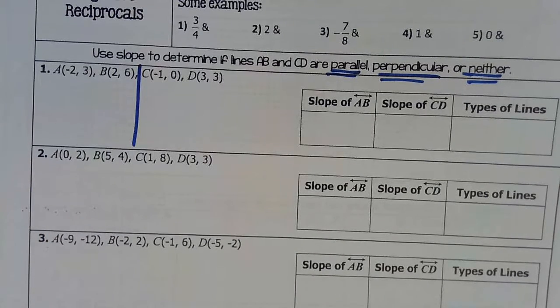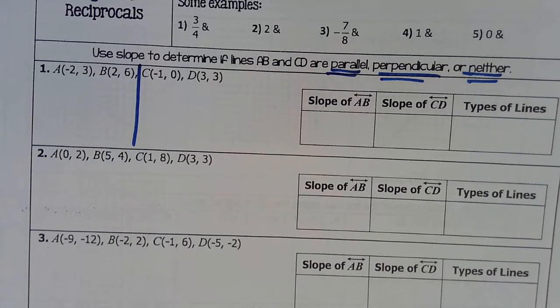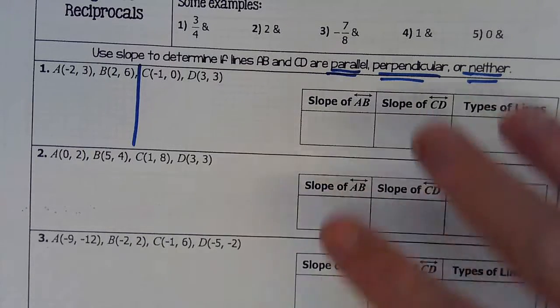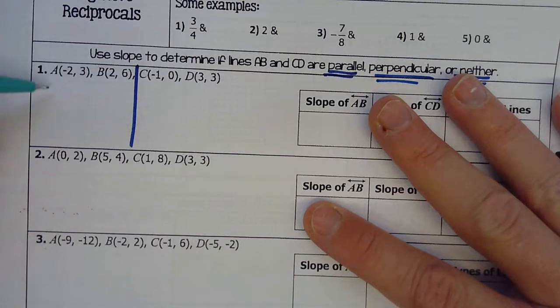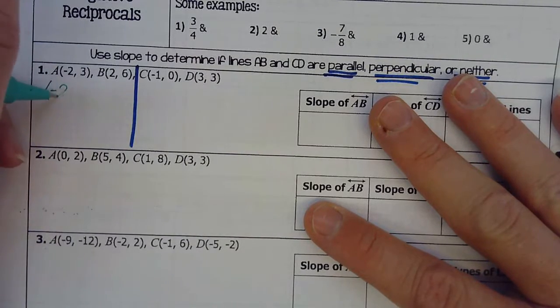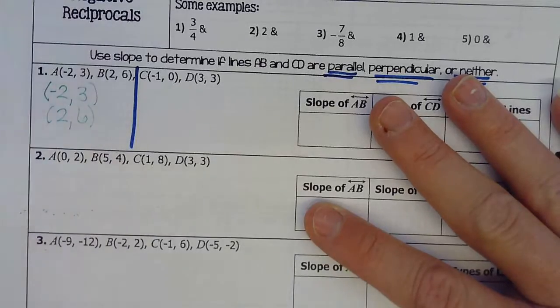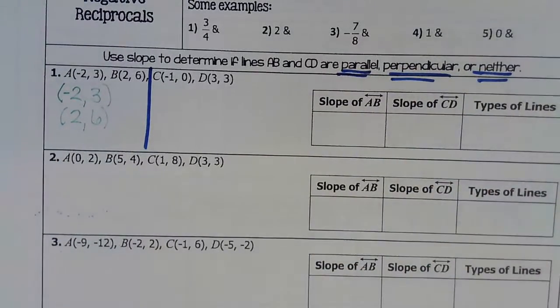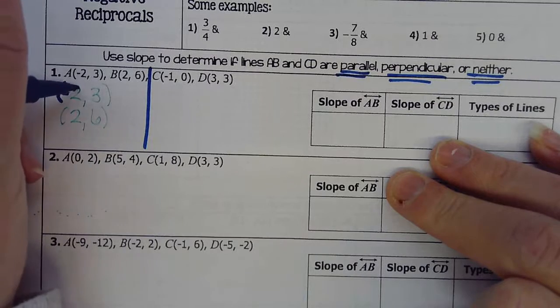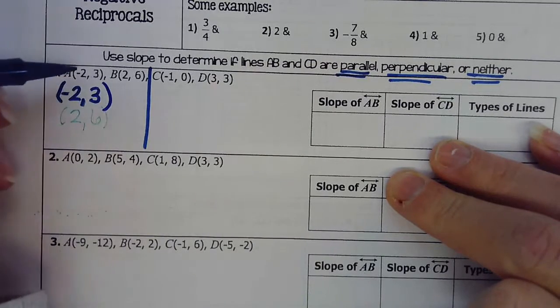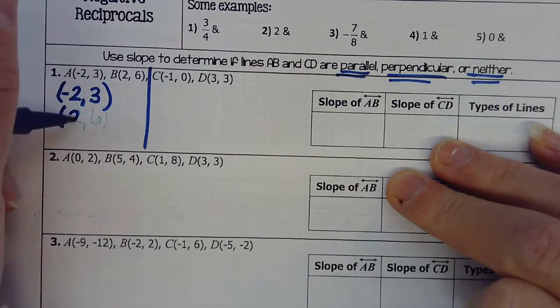To find slope, we learned slope last, I think, either Tuesday or Wednesday. What I do to teach slope is I don't use the formula, which is kind of weird, but I don't want to have to memorize a formula every single time. I take my points and I stack them. So I have -2, 3, and 2, 6. -2, 3 is A, and B is 2, 6.